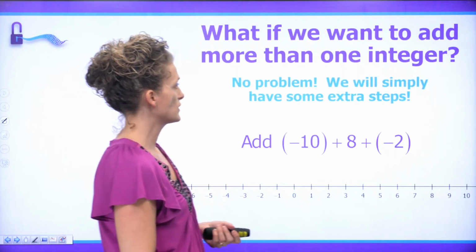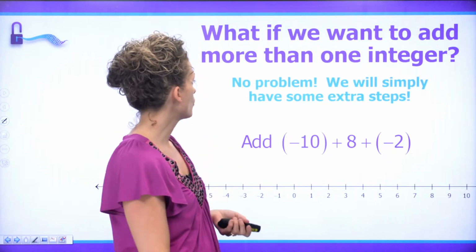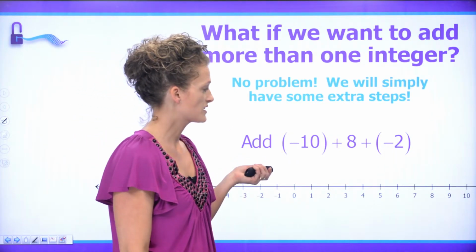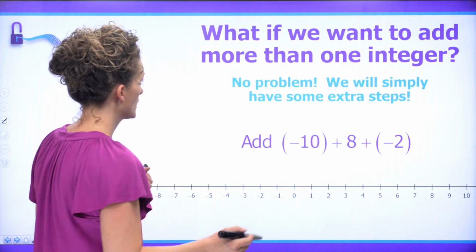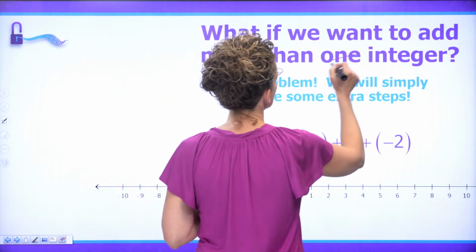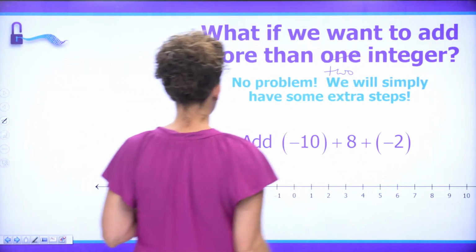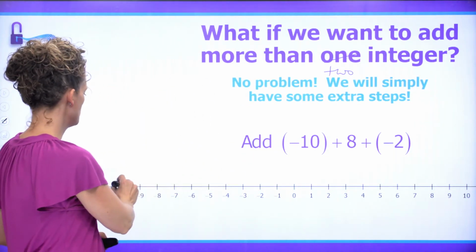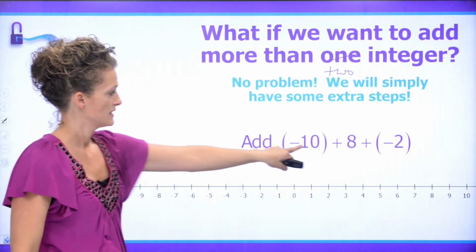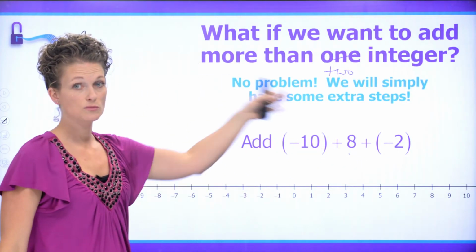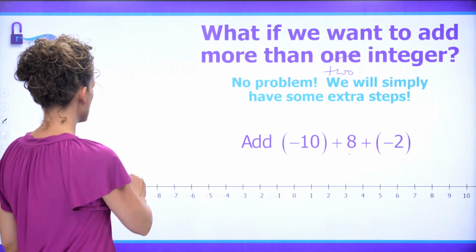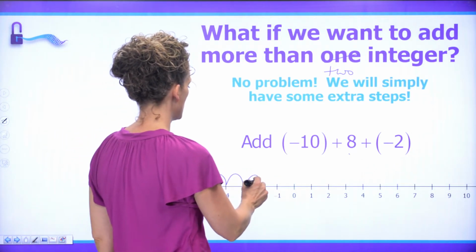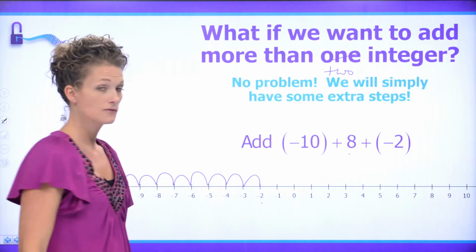So what if we want to add more than one integer? No problem. We will simply have some extra steps. So, and really that should say 2. So let's pick a number. Let's start with the first one, negative 10. And it says plus 8. So positive 8 says move to the right. So let's move 8 spaces. 1, 2, 3, 4, 5, 6, 7, 8. That lands us at negative 2.